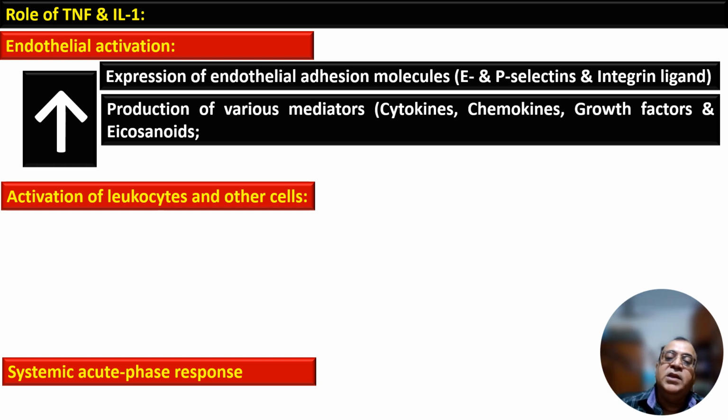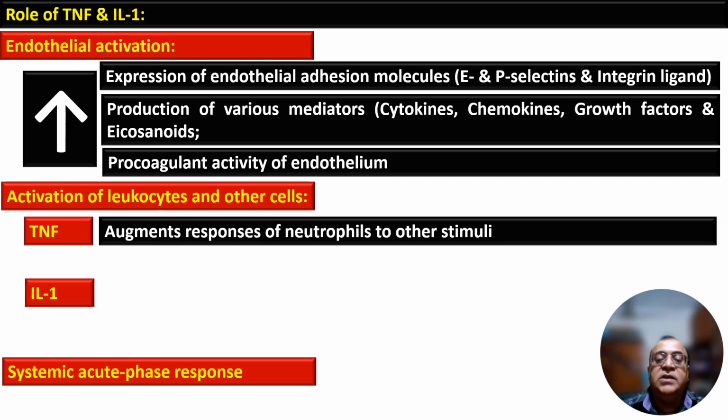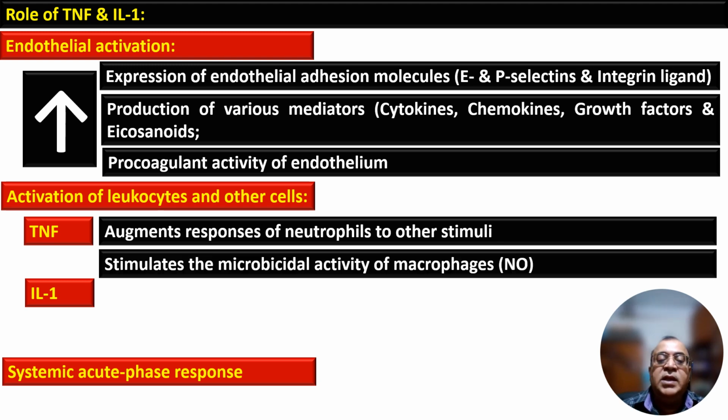Then production of various mediators such as cytokines, chemokines, growth factors, and eicosanoids, and the procoagulant activity of endothelium is increased. So TNF and interleukin 1 enhance the activity of these endothelial cells toward the inflammatory process. TNF augments responses of neutrophils to other stimuli, and they also stimulate the microbicidal activity of macrophages.